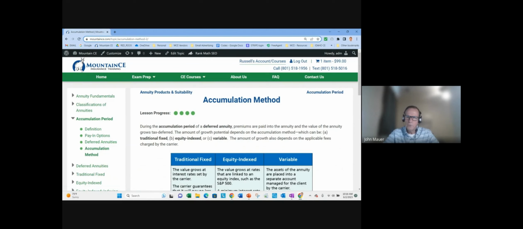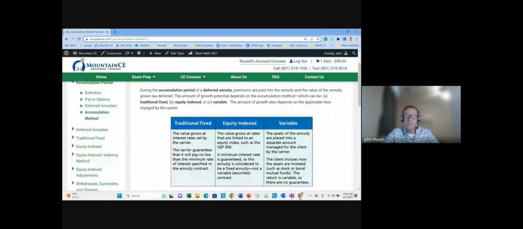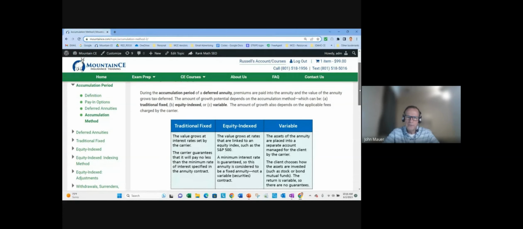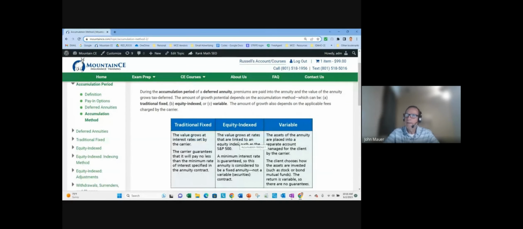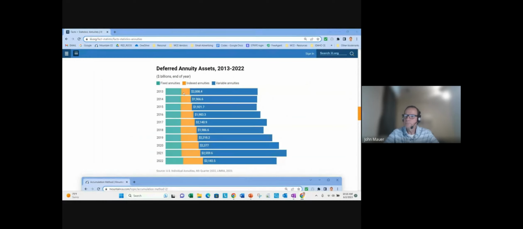So when it comes to growing the money in a deferred annuity, there's different accumulation methods. We'll talk more about this a little bit later this morning. But just a sneak preview of that is there's traditional fixed, there's equity indexed, and there's the variable that we talked about. And that goes back to this chart we talked about up here, the green was fixed annuities, the orange is index annuities, the blue is variable annuities. Those are the three main flavors of, for lack of a better term, investing the money, or a better way of saying it is growing the value of the annuity. And the majority of the money is in variable annuities, where the money is invested in stocks or bonds or some other type of investment that could go up, it could go down.